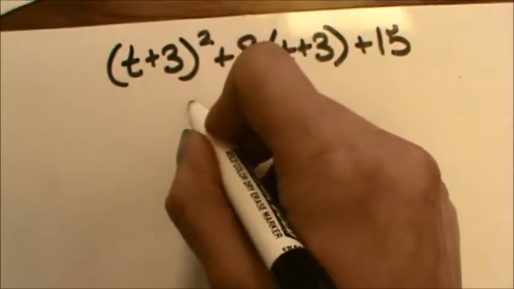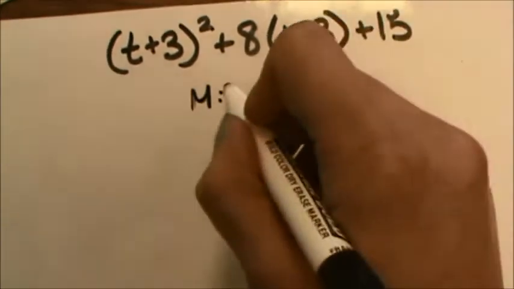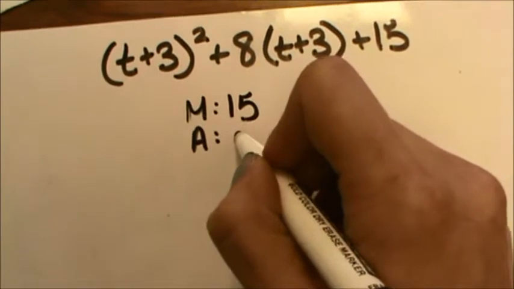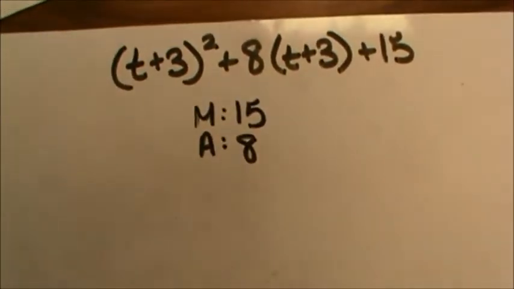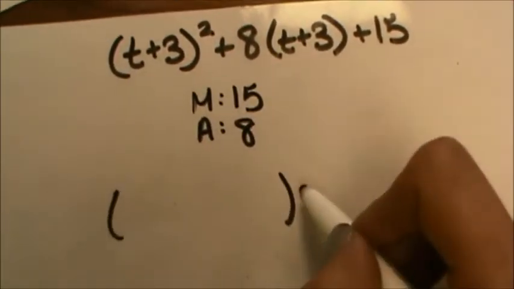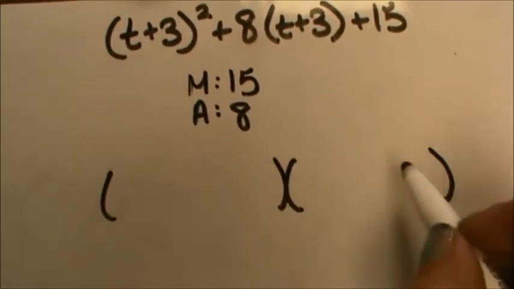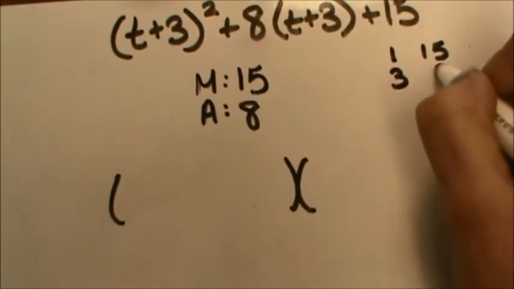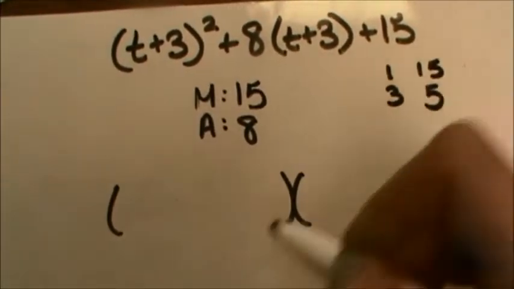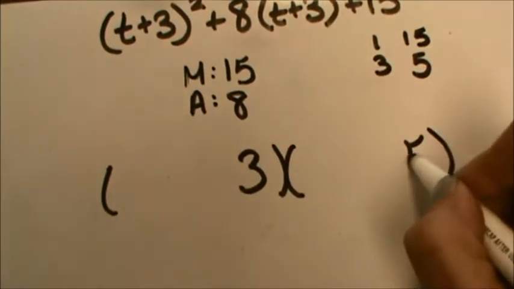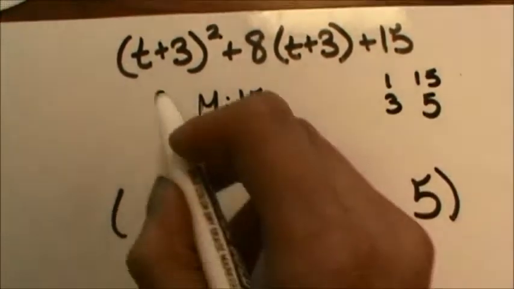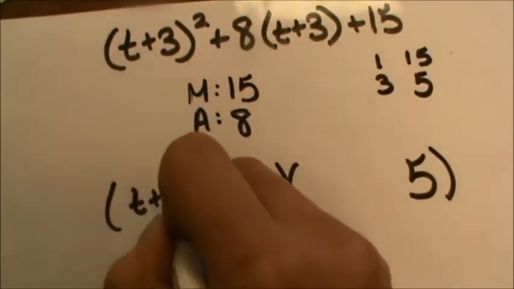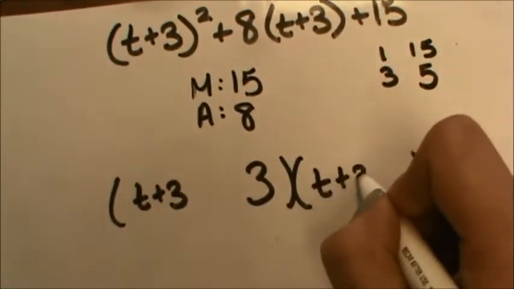So, what two numbers are going to multiply to be 15, but add to be 8? Because those will be the numbers that go in the back of the parentheses here. And if I look at all my multiples of 15, there's really not that many. 3 and 5 come to mind. What goes in front? Well, I need somehow to get t plus 3 squared, so it must be t plus 3, t plus 3.